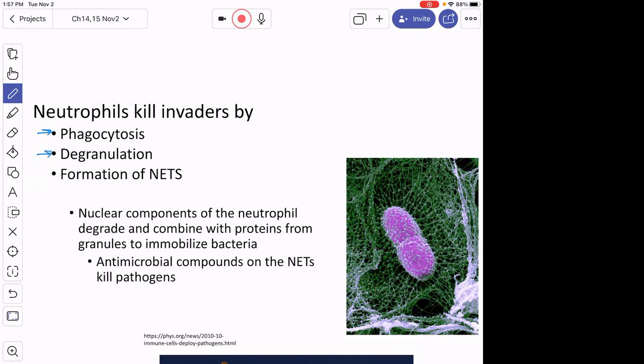They also will degranulate. So remember, they're granulocytes. They have these granules filled with enzymes and other kinds of inflammatory mediators. The granules are not the same as lysosomes that are necessary for phagocytosis, but they have sort of the same kinds of things in them. And then we know that neutrophils act by one other way that really I think was just described in the last 10 or 15 years. They can act by formation of nets. And NETs stand for neutrophil extracellular traps.